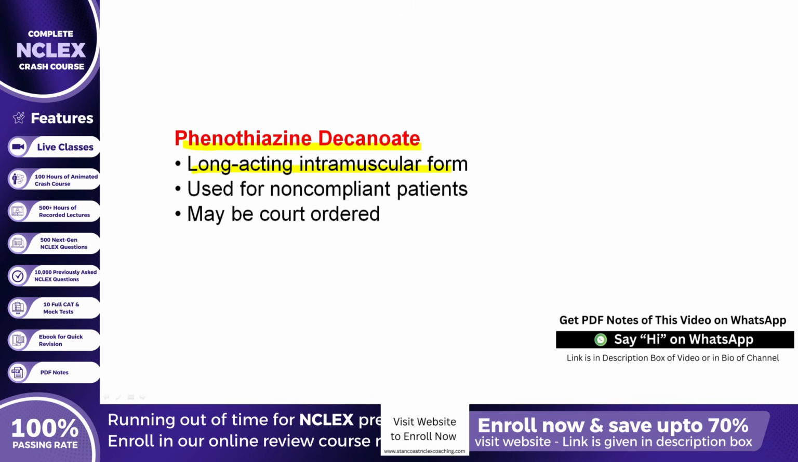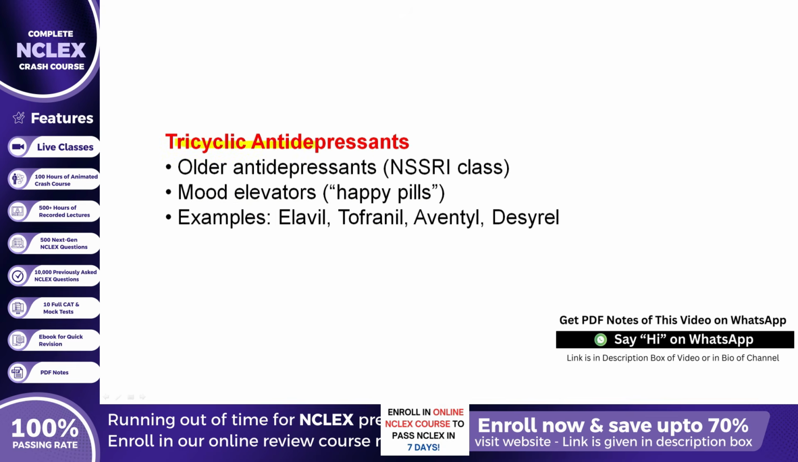It is commonly used for non-compliant patients. It may even be court-ordered in some situations. Now, moving forward, let us look at tricyclic antidepressants, which are older antidepressants belonging to the NSSRI class. They act as mood elevators and are often referred to as happy pills. Some examples include Elavil, Tofranil, Aventyl, and Norpramin.